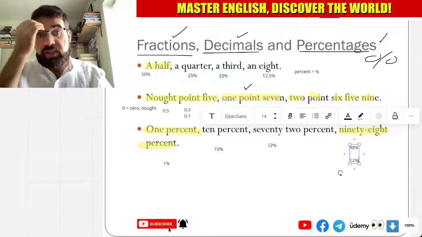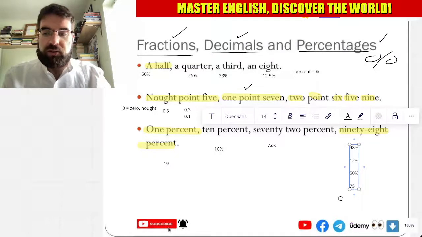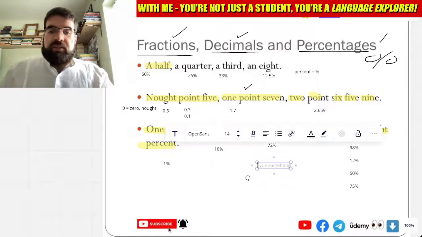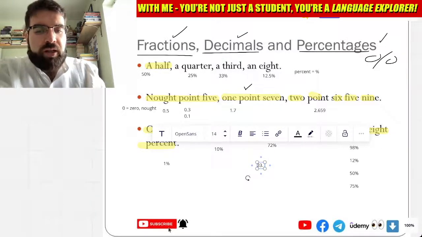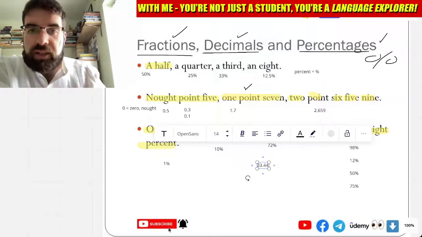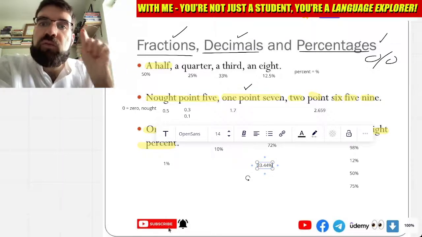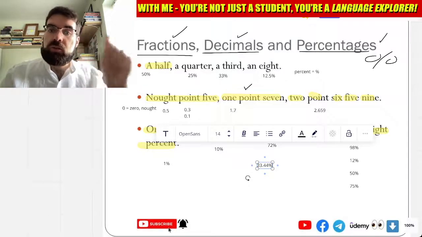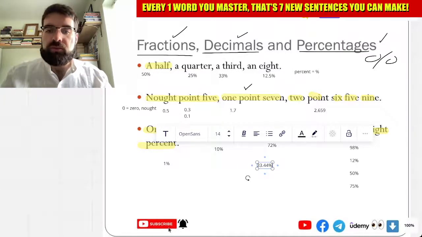12%. 50%. ¿Qué más? 75. No, 75%. Muy bien. ¿Qué más? 33.44%. 33.44. 33.44%. 33.44.